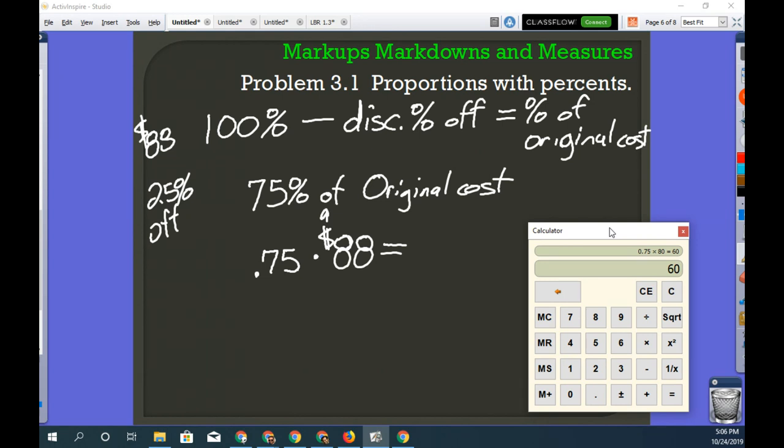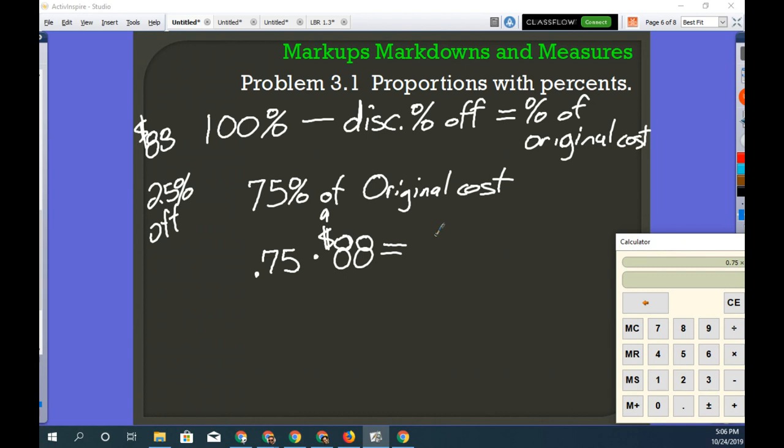Anyway, oh, that's odd. I actually have something similar to this calculation already in there. I'm going to take 0.75 times $88, and I will get a $66 answer. And this represents what I will pay. This $66 is the sale price.